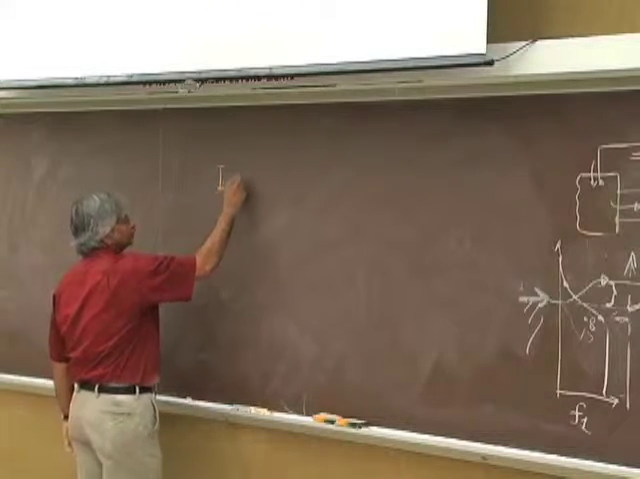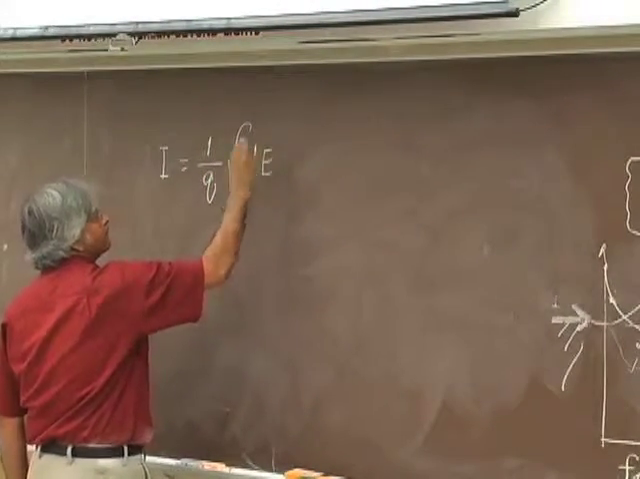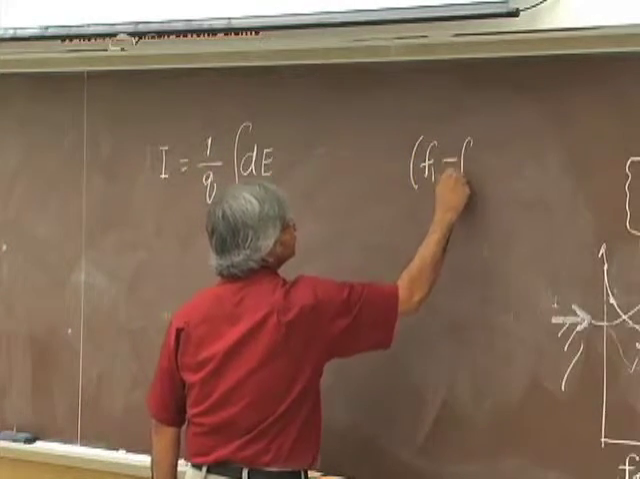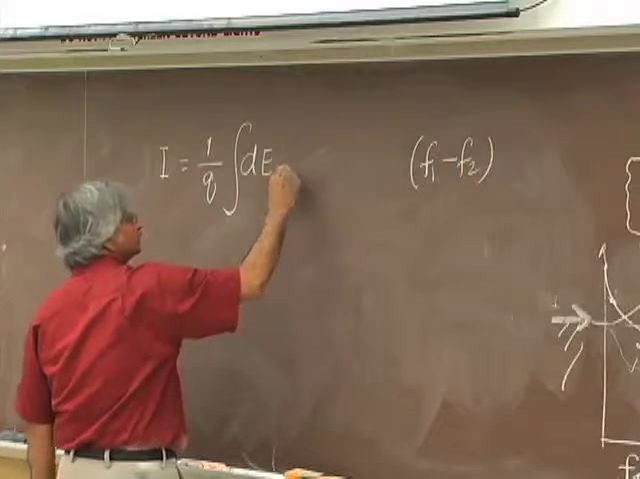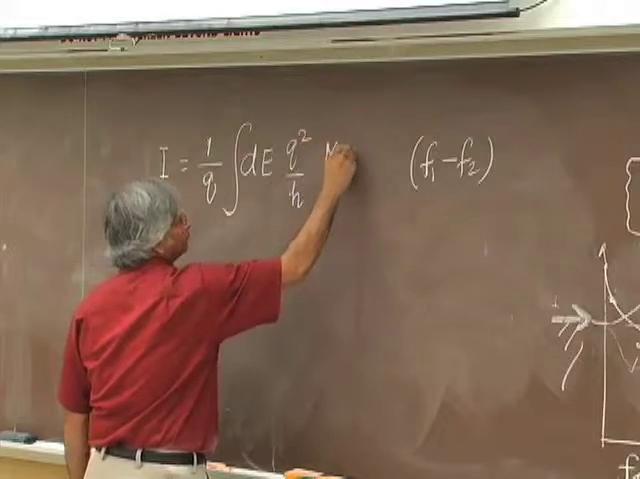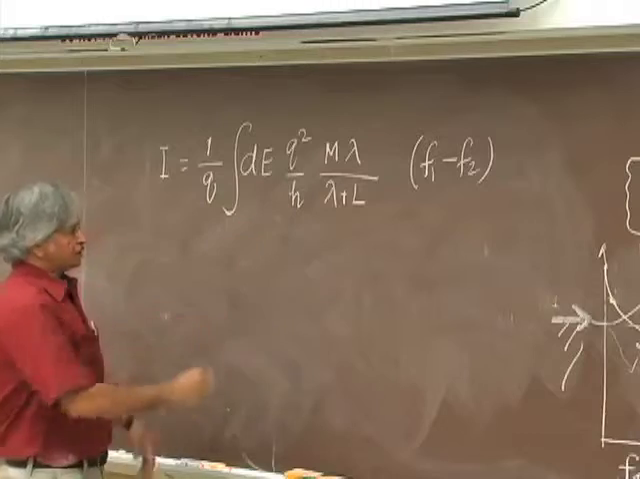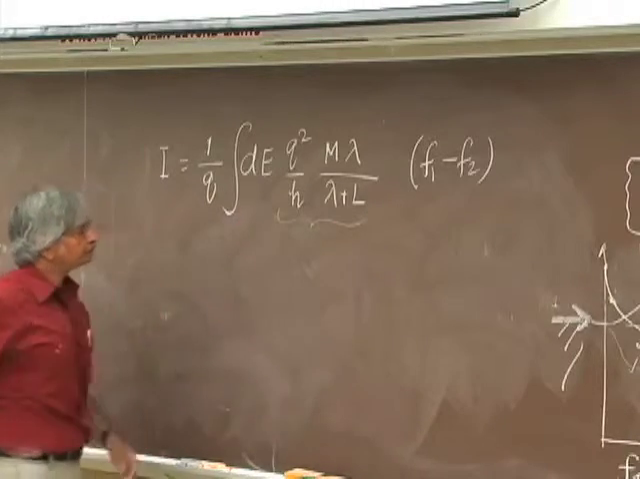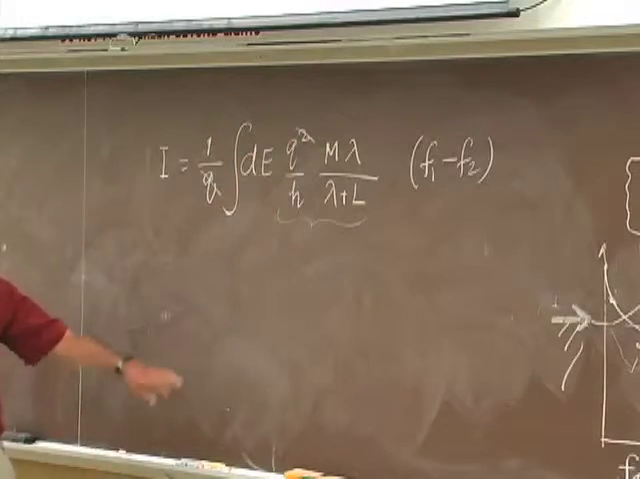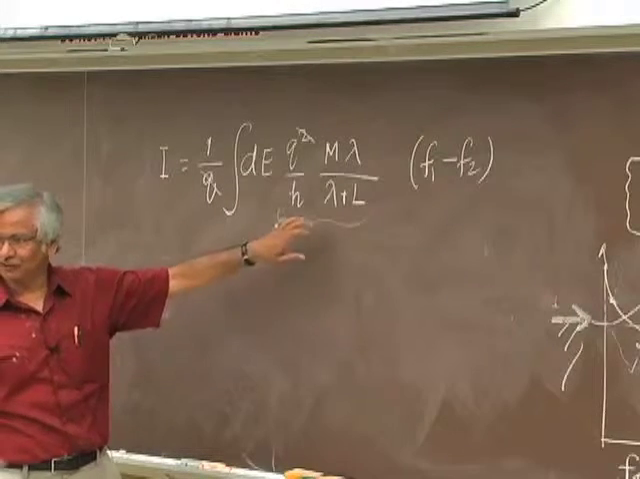The current expression we had was the integral dE, then we had this G of E, F1 minus F2. G of E was like Q squared over h, M lambda over lambda plus L. This is what we called the conductance function. And I guess you could cancel out one of the Q's. We had written dE, conductance function, and for the conductance function we had a bunch of different expressions.